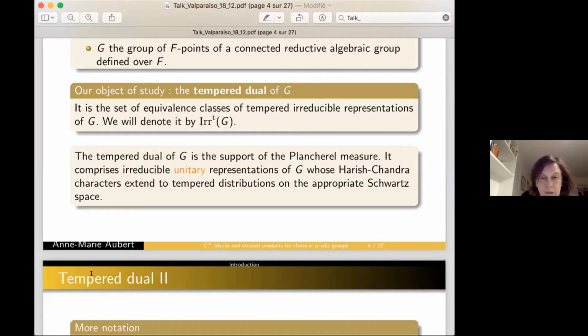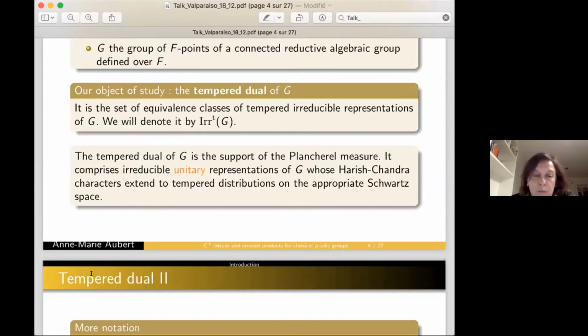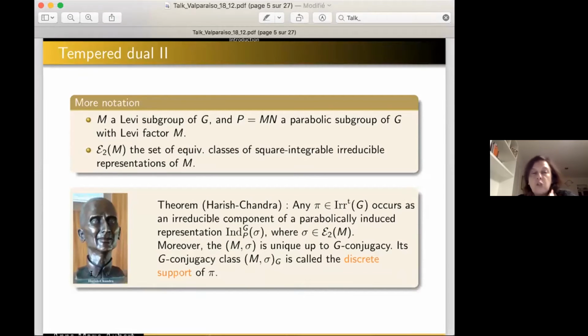What we are maybe more used to doing is, when you look at the smooth dual or admissible dual of G, there is the Bernstein center, so the Bernstein decomposition of the category of smooth representations of a p-adic group G with respect to pairs formed by a Levi subgroup and a supercuspidal representation of a Levi, up to some equivalence relation. Here the role of the supercuspidal will be played by the discrete series, and it starts similarly by the work of Harish-Chandra. So we start with M.